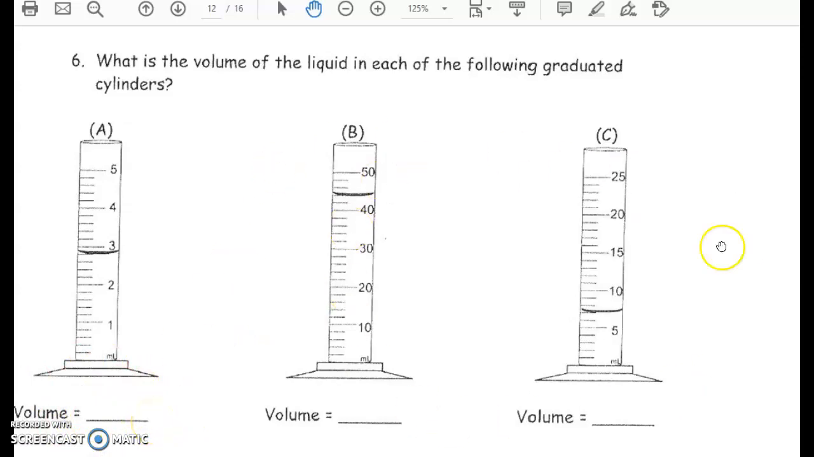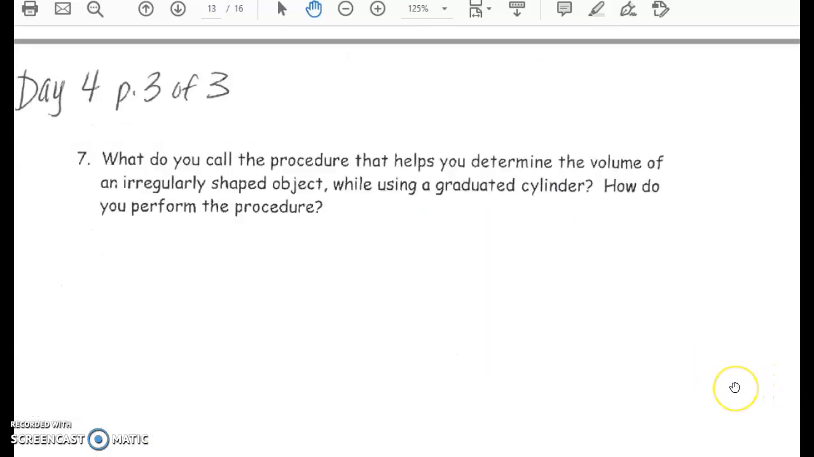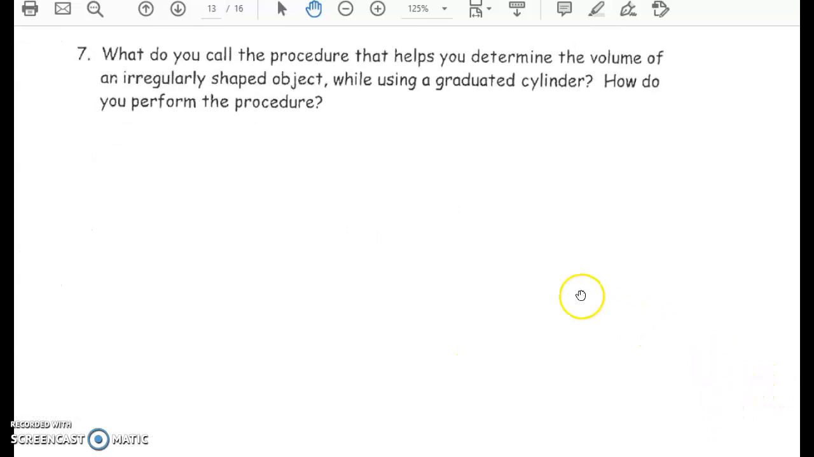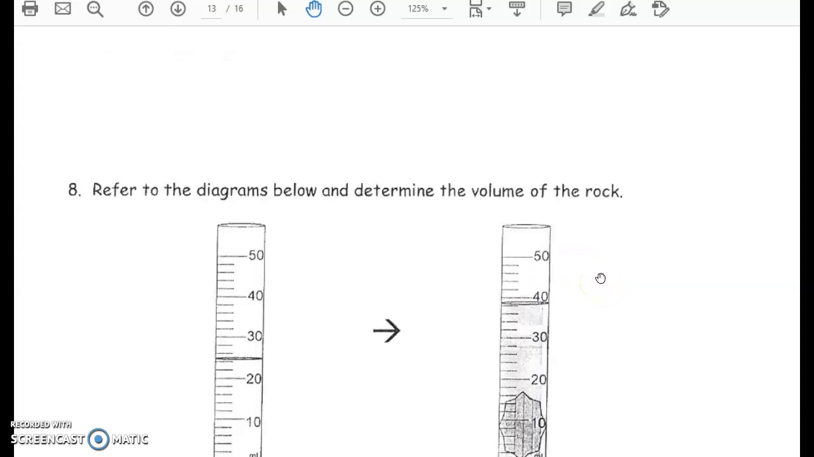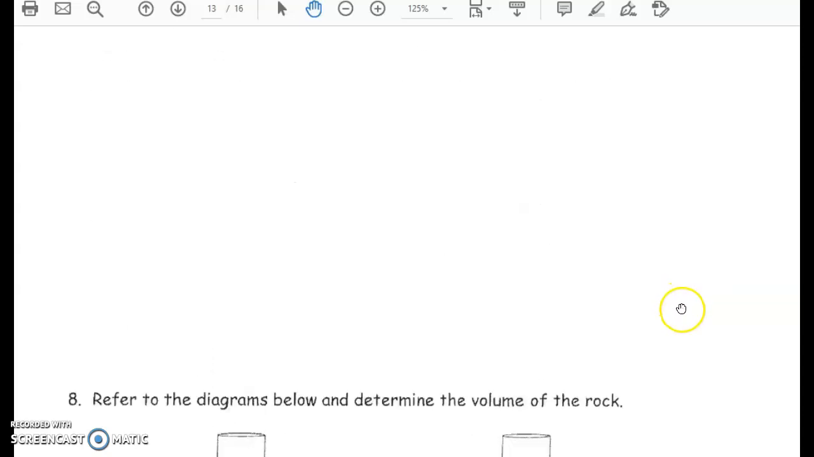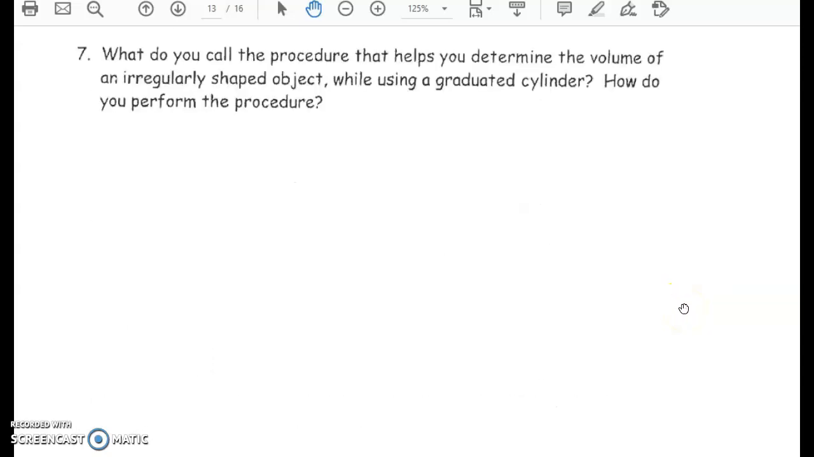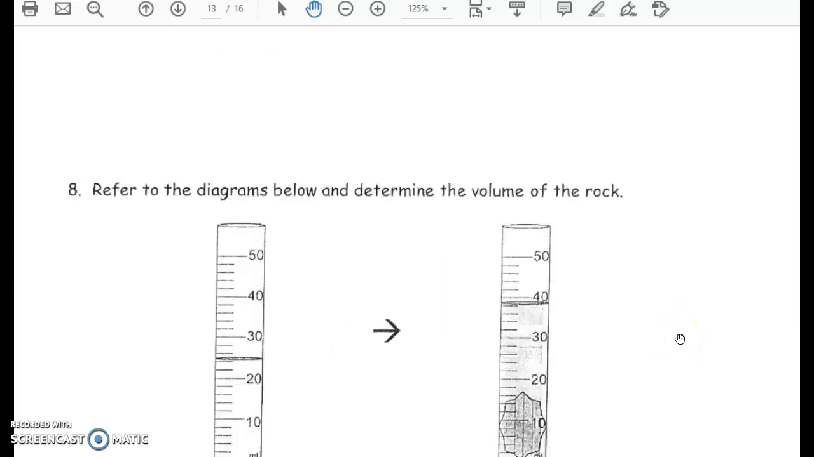I'm leaving these to you. 7. What do you call the procedure that helps you determine the volume of an irregularly shaped object while using a graduated cylinder? How do you perform the procedure? What's that called? Google it. It's not that hard. You can find it, I promise.